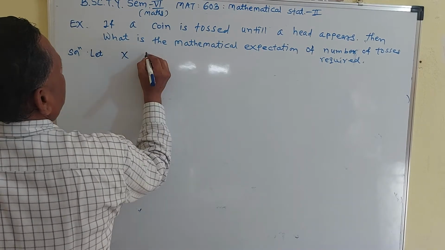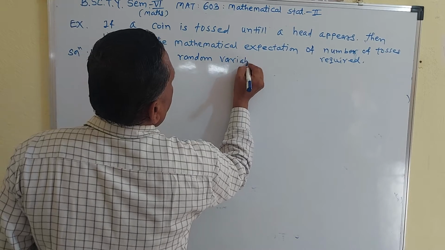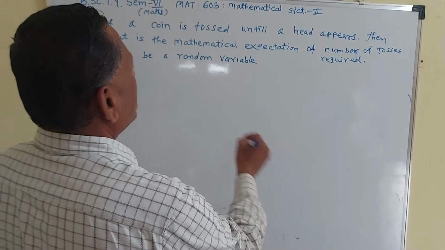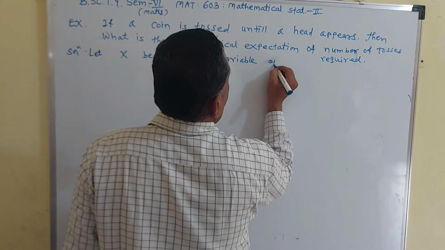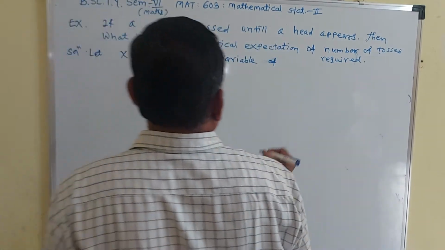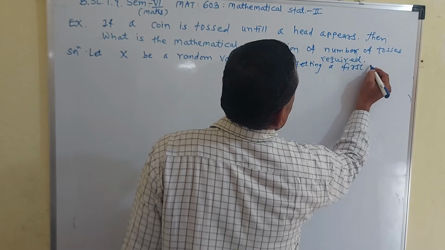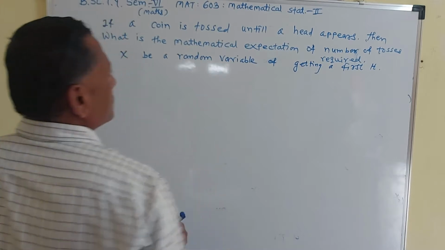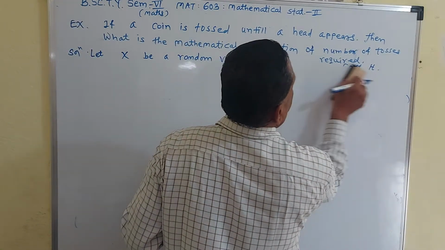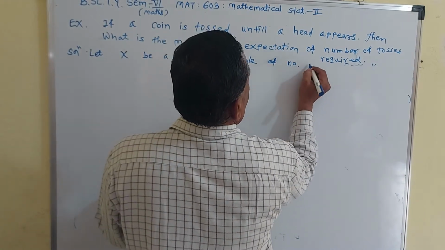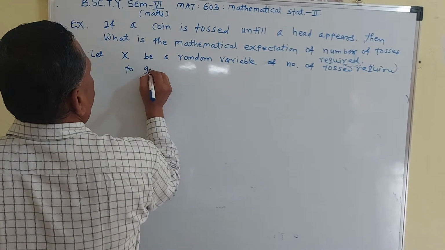Let X be a random variable, the number of tosses required to obtain or to get a first head.